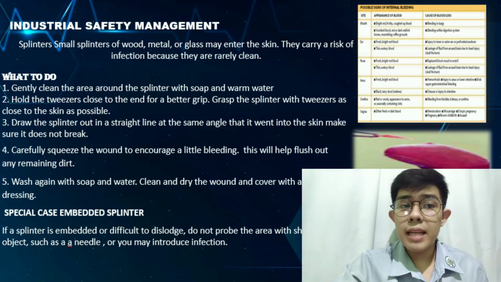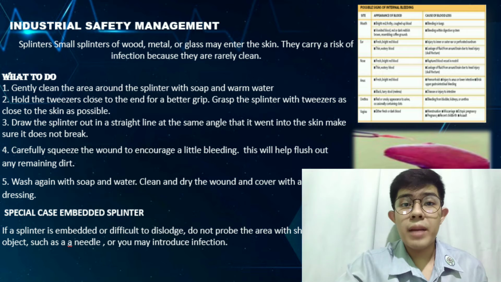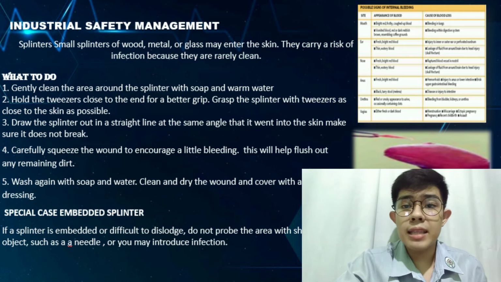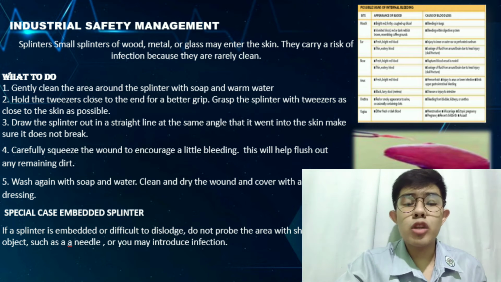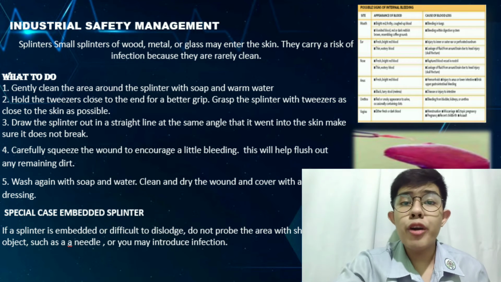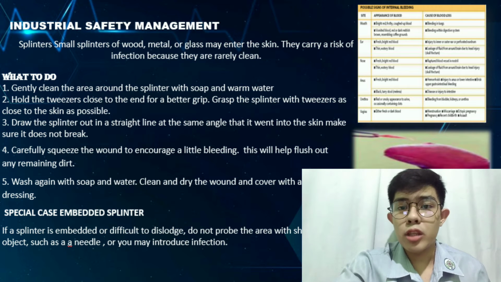So ang dapat naman natin gawin, if may pumasok na maliit na kahoy or salamin sa ating katawan, una ay linisan ang area na napasukan ng maligamgam na tubig at sabon. For example, kahoy na maliit, hawakan ang magkabilang gilid ng daliri at pigain ito. Sumunod, pisilin ang bahagya ng tuwid sa parehong anggulo na napunta sa balat, siguraduhin hindi ito masira.